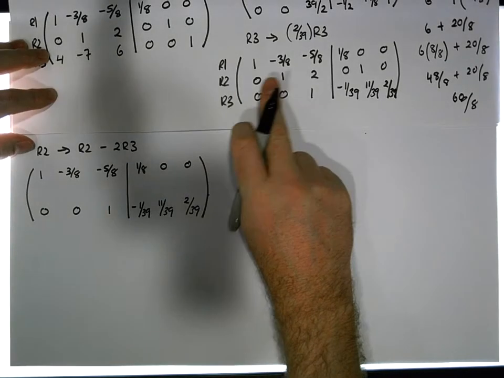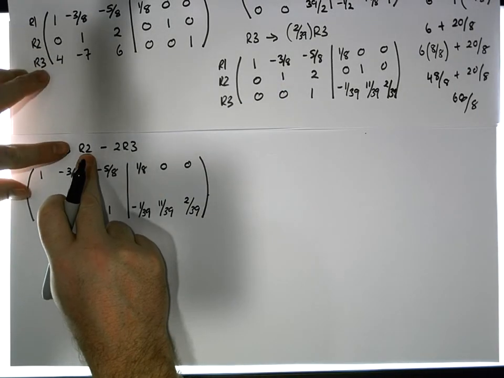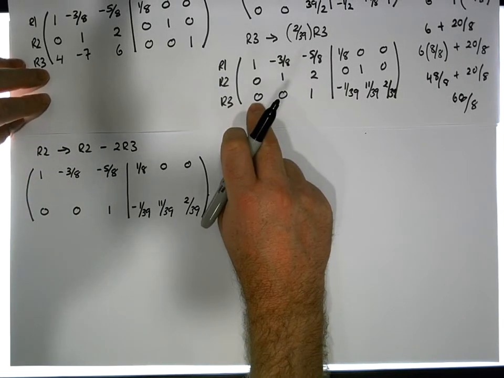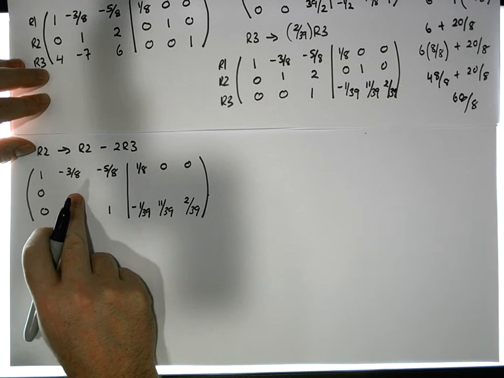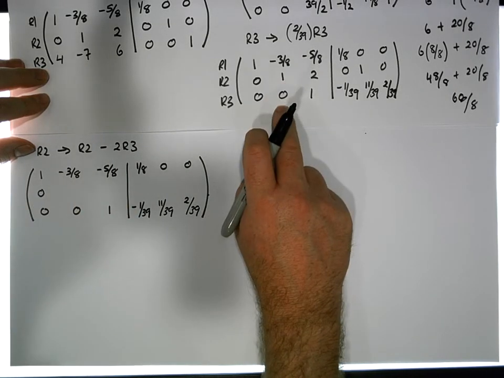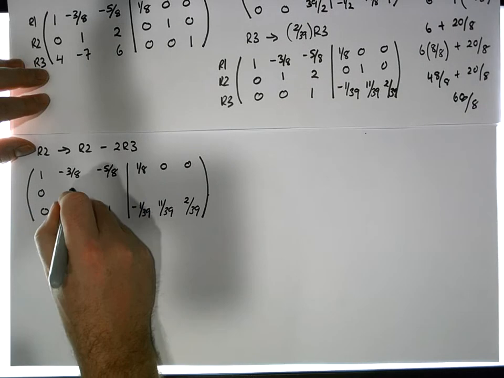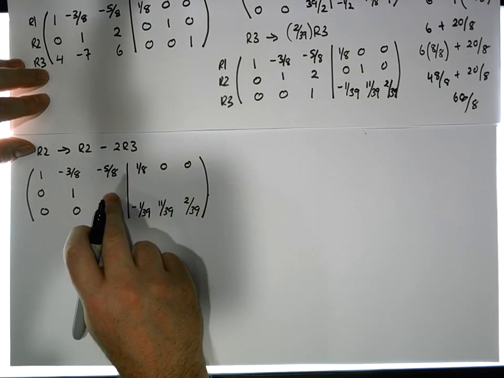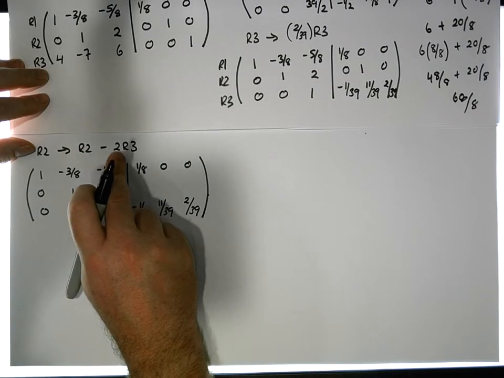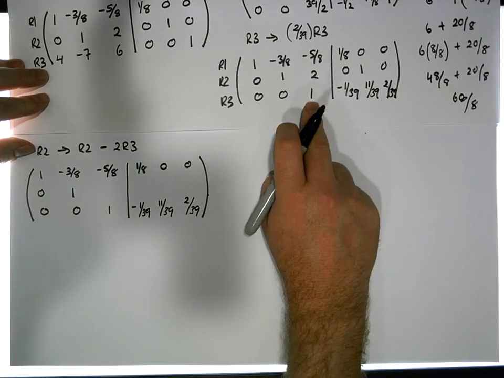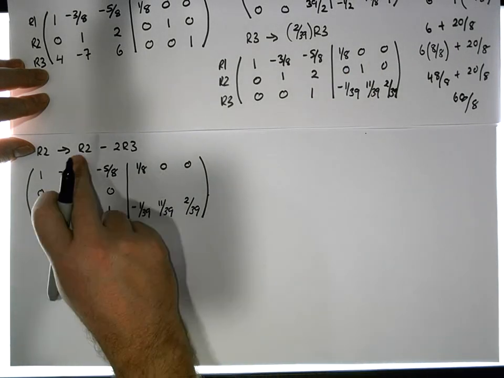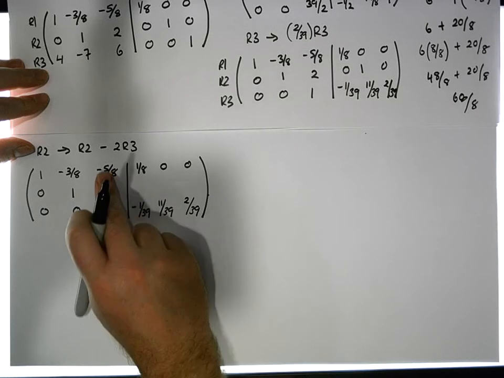Row 2 is going to be row 2's current values minus twice row 3. So it's 0 minus twice 0 gives us a 0. What goes in here is row 2's value, which is a 1, minus twice row 3, so 1 minus 2 times 0 gives us a 1. What goes in here is row 2's current value, which is a 2, minus twice row 3's value, so 2 minus twice 1 gives us a 0. What goes in here is row 2's current value, which is a 0, minus twice row 3's value.